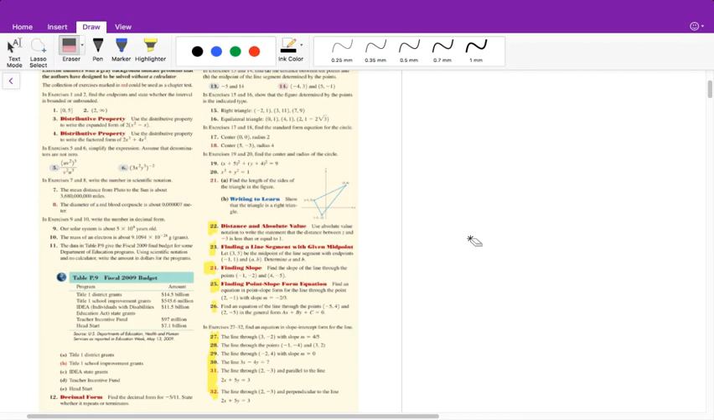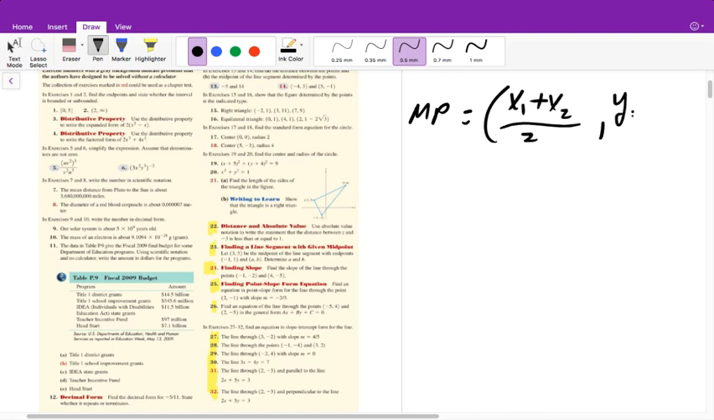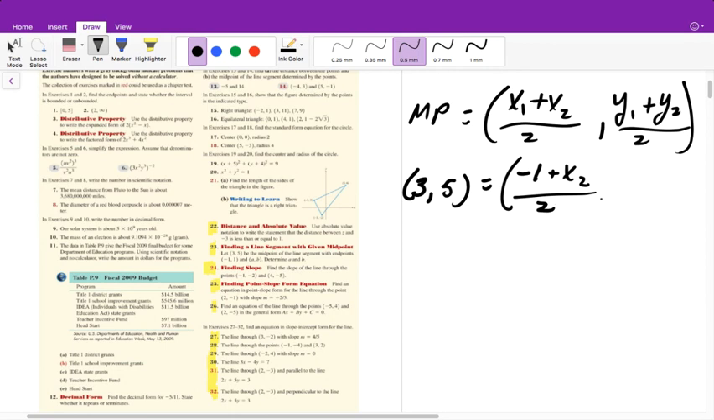All right, so for 23, it's kind of similar to one of the problems that we did already in the last video. But remember, our midpoint is equal to our x1 plus our x2 divided by 2, and our y1 plus our y2 divided by 2. So in this case, my midpoint is 3, 5. And I know that my endpoint is -1, 1, so I can say -1 plus my x2 divided by 2, and 1 plus my y2 divided by 2.